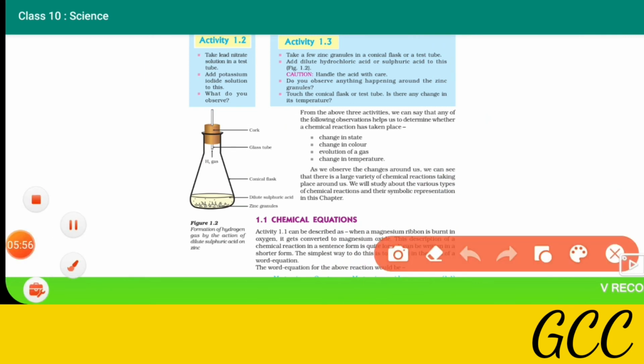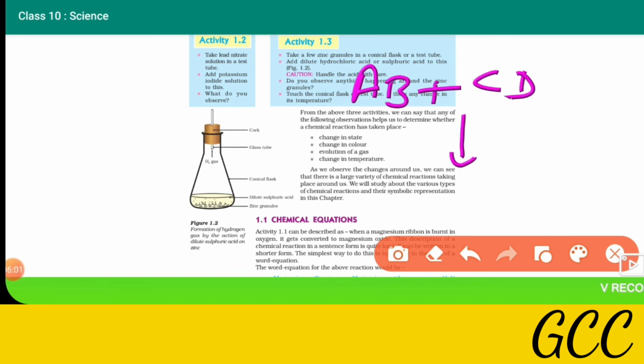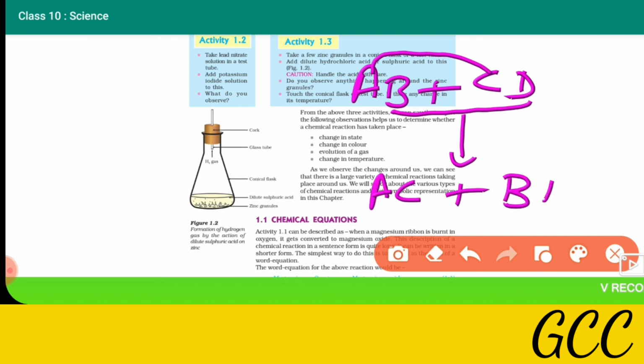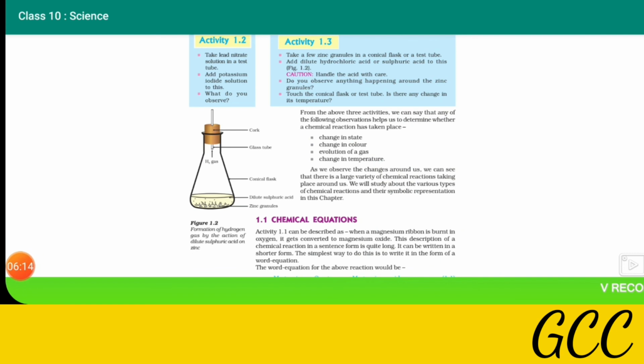But before that I will tell you, suppose AB plus CD I have written there. Now C will go with the A and B will go with the D, so it will become AC plus BD. Two time displacement is there, that is why it is called double displacement reaction. I hope students you might have understood this activity 1.2.